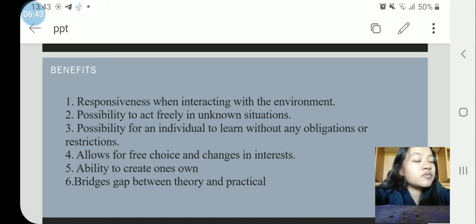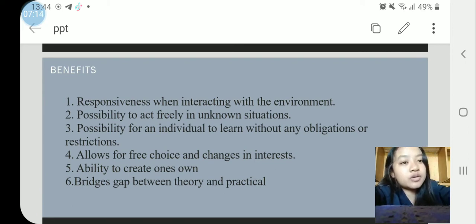The first one is responsiveness when interacting with the environment. So in informal education, we teach how to communicate with others. For example, we meet someone on our way, or maybe we meet someone in some place, and how to react to them, like how to give a greeting, and then maybe there's someone who needs your help, how to help them. So we learn about interacting or communicating with the environment.